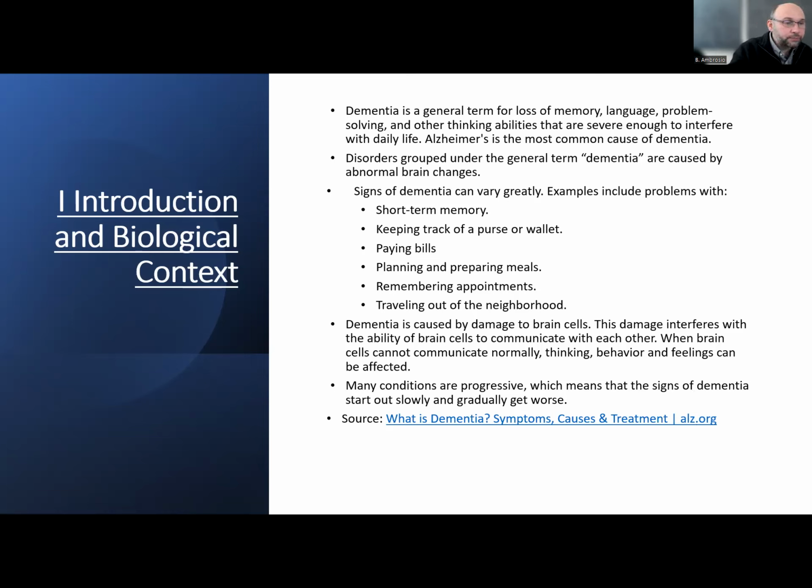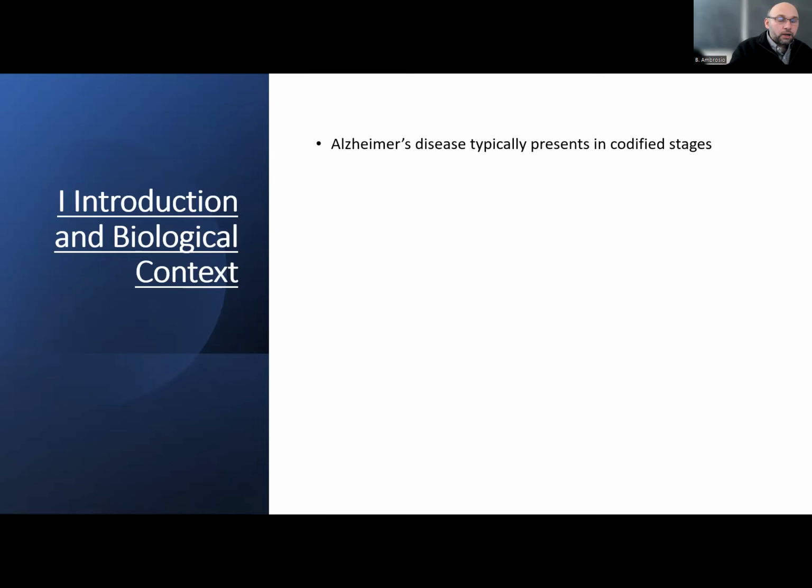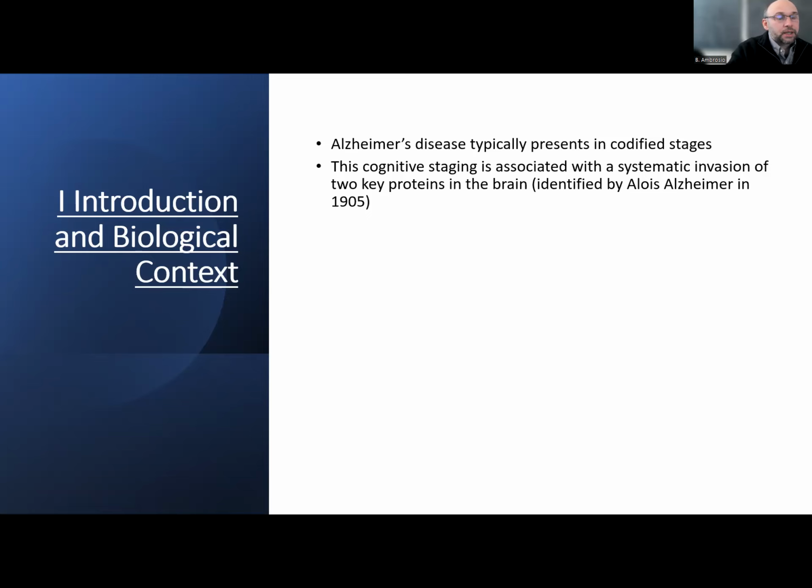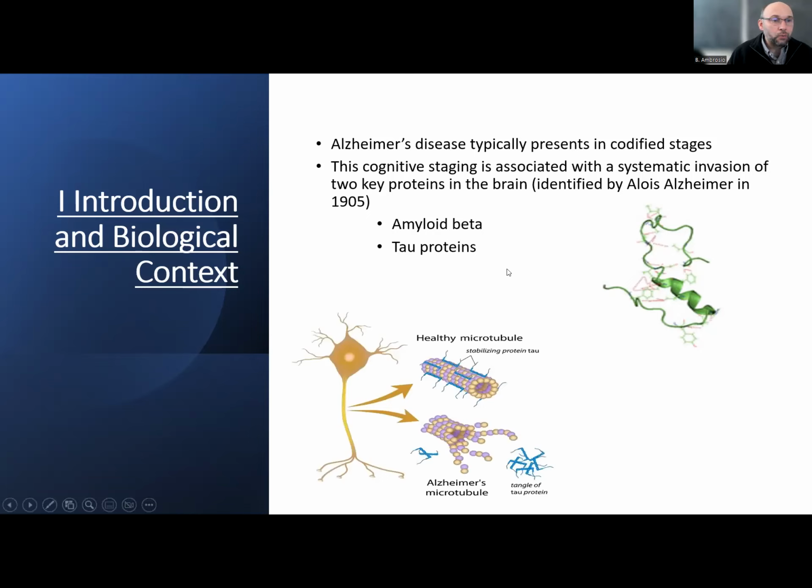Okay, so now let's get more into the details, and we're now going to have a mathematical view of that. So Alzheimer's disease presents codified stages. And it has been observed that Alzheimer's is associated with the invasion of two key proteins in the brain. What is called amyloid beta. This is the chemical representation of this protein, and tau proteins.